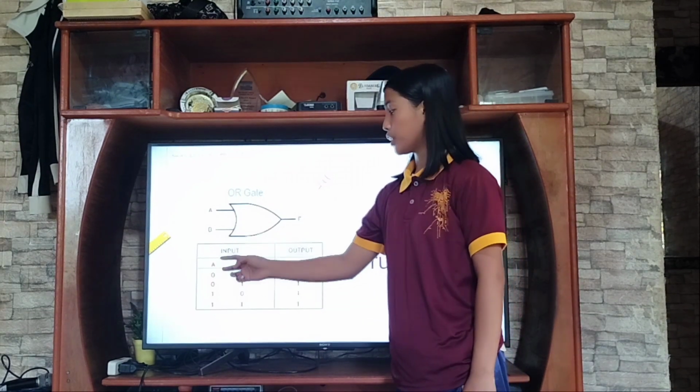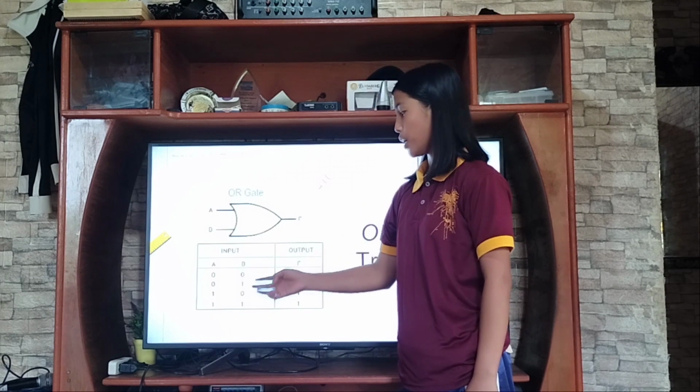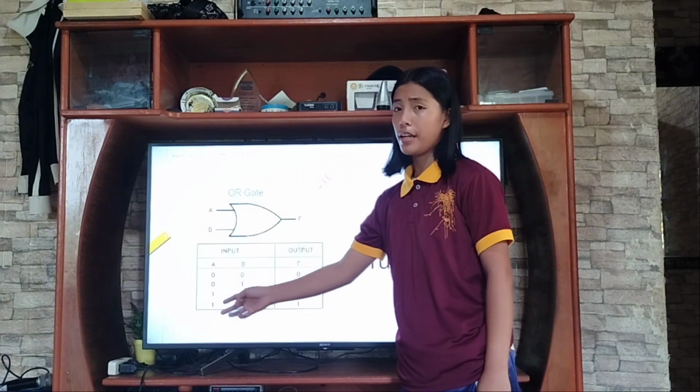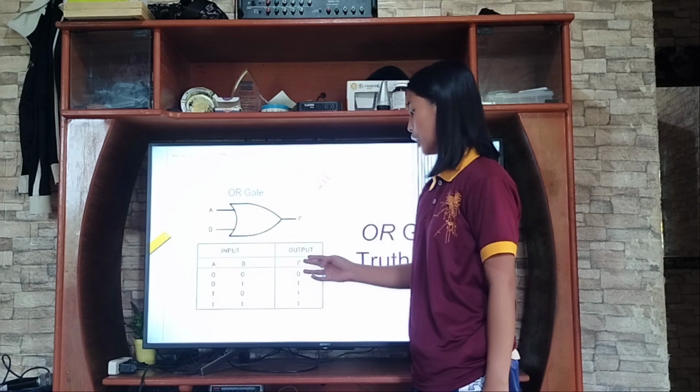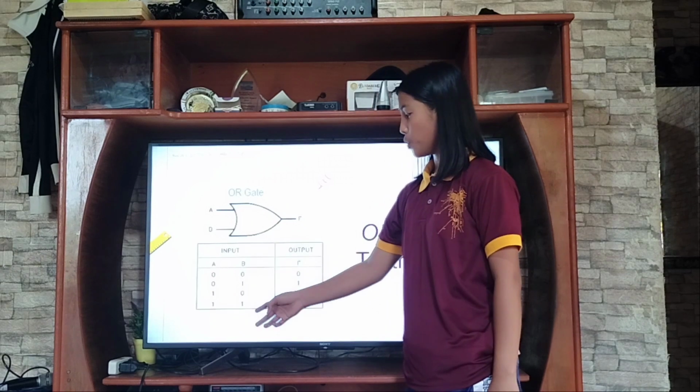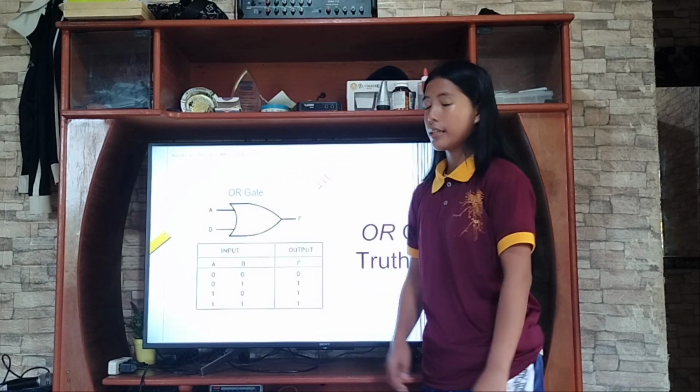And input A is 0, input B is 1, the output is 1. Input A is 1 and input B is 0, output is 1. Input A is 1 and input B is 1, output is 1. And that is an OR gate.